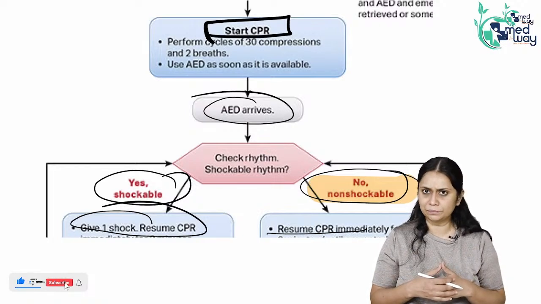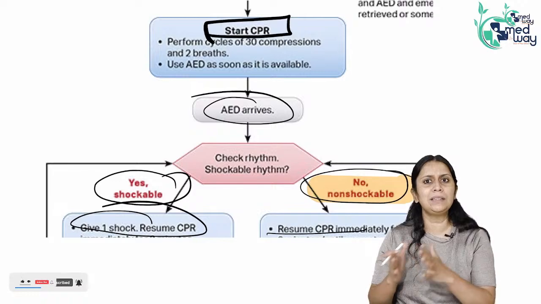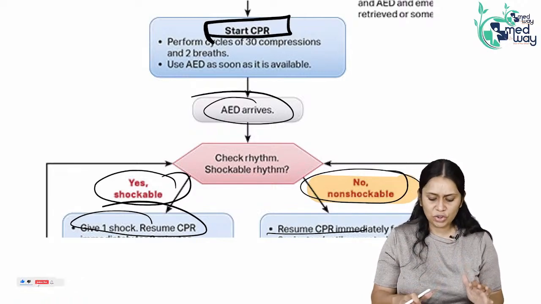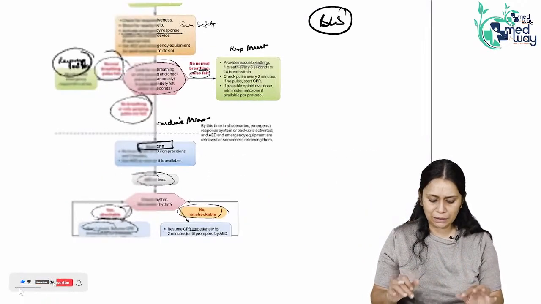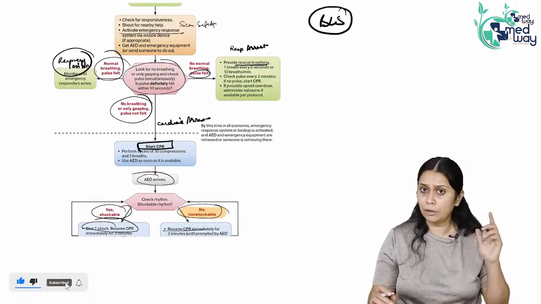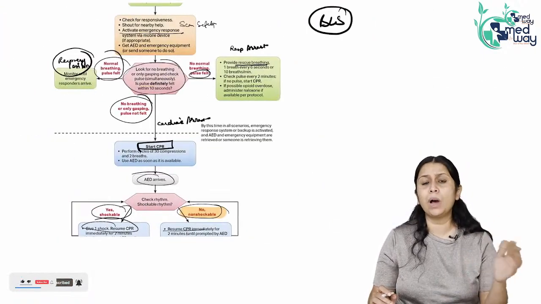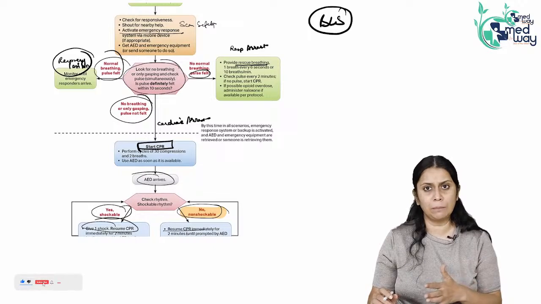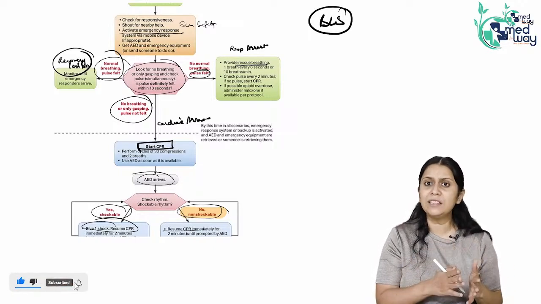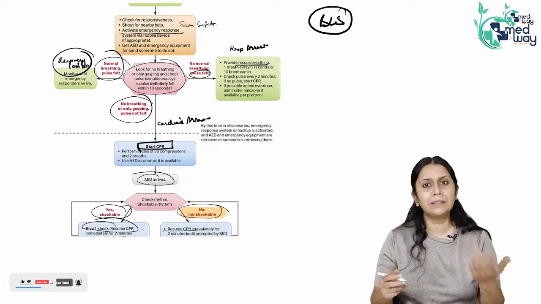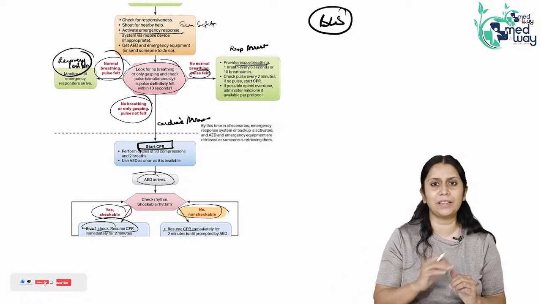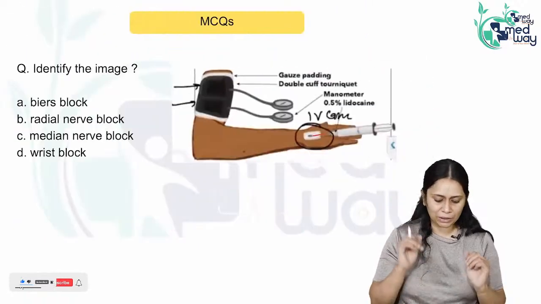So remember this: with both pulse and breathing present, we just make the victim in recovery position. If both are absent, we do high quality chest compression, that is CPR, because it's a cardiac arrest. If pulse is present and breathing is absent, then it's a respiratory arrest. We just give the rescue breath. Got it? Now coming to the next question.